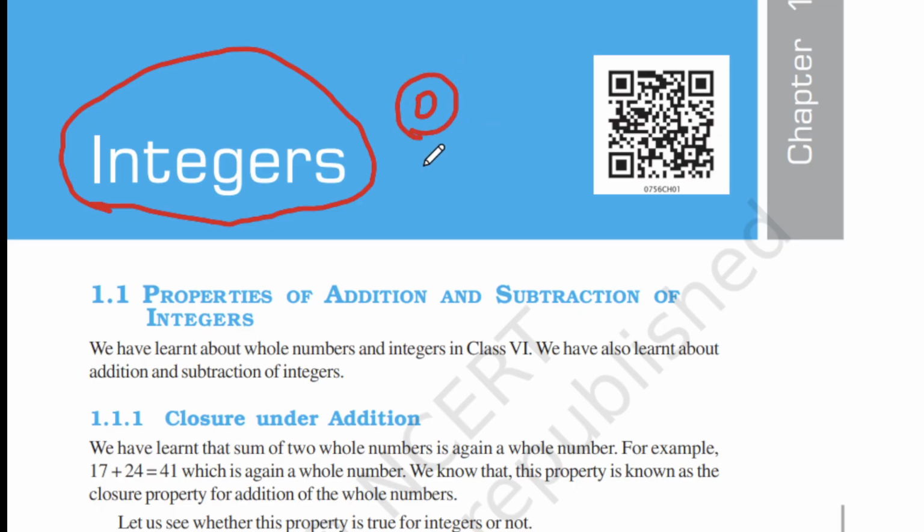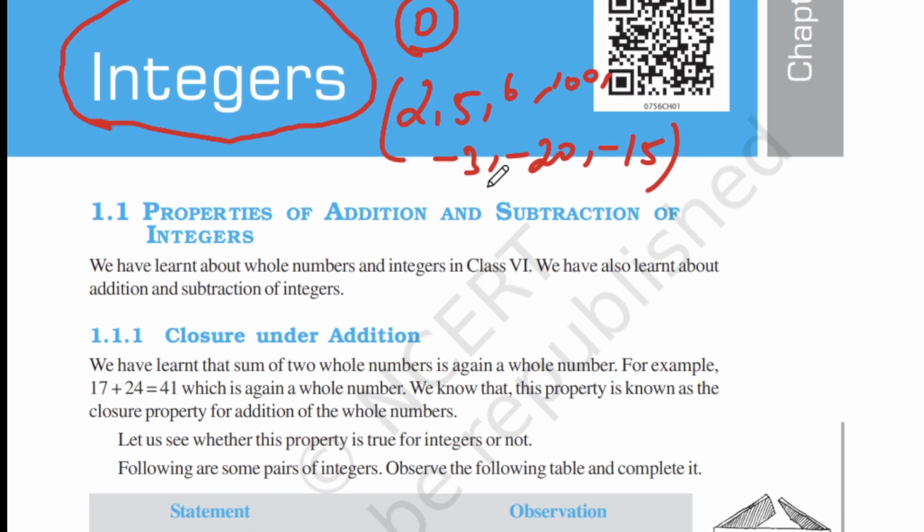Positive numbers, for example 2, 5, 6, 100, 1000, and negative numbers as well: -3, -20, -15. An integer includes both positive and negative numbers. Okay, and let's see what will not be included in integers.